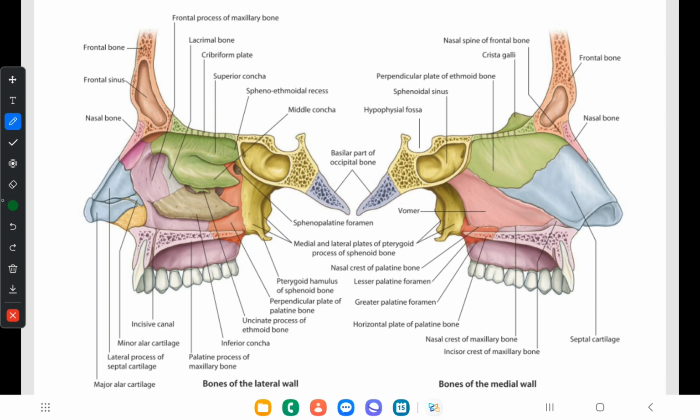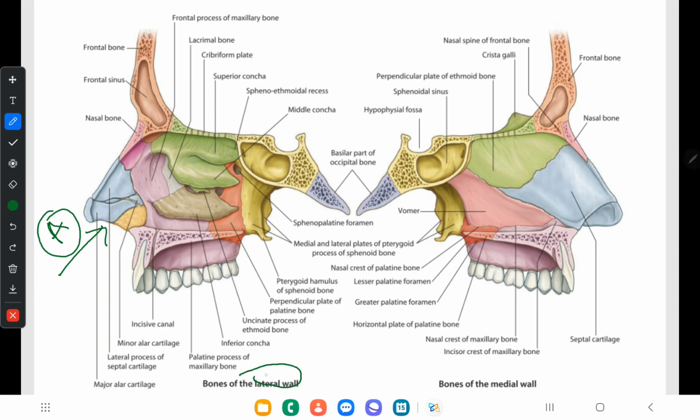So the subdivisions are: each half of the nasal cavity is divided into the nasal vestibule and the nasal cavity proper. The first area is the nasal vestibule, and this area is the nasal cavity proper. When we talk about the nasal vestibule, it forms the beginning of the nasal cavity and is located anteriorly. Here this part is located anteriorly and bounded laterally by the major alar cartilage.